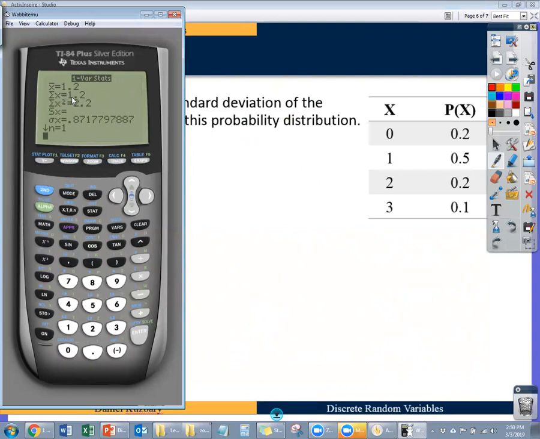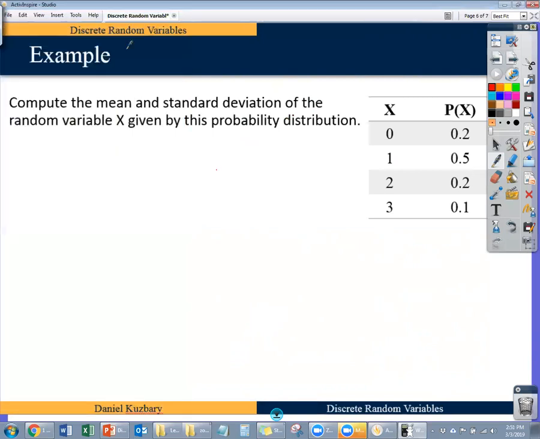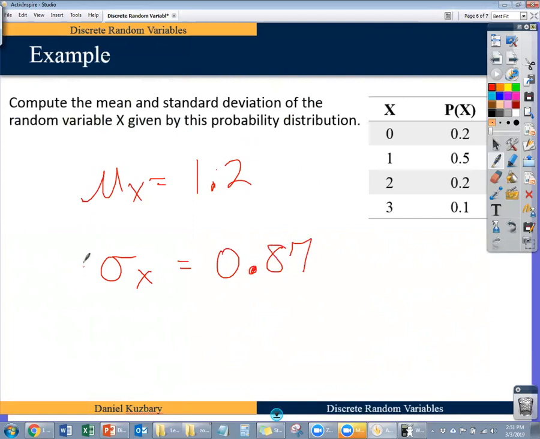So this is our mean, 1.2. This is our standard deviation, 0.87. So I would report that mu x equals 1.2 and sigma x equals 0.87. And that's the sigma x from the calculator. I don't even have an sx. If you noticed, sx equaled nothing. Like there's nothing there. It's because we're not dealing with data, we're dealing with probabilities.